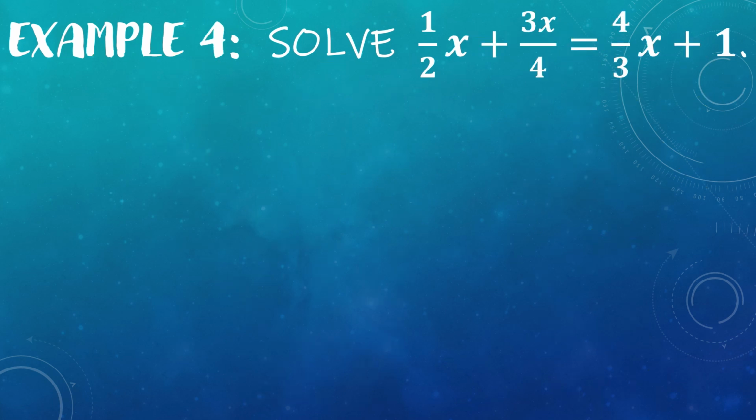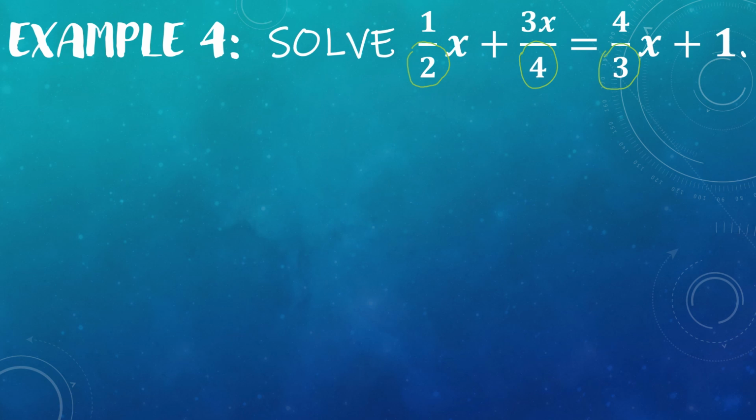All right, our last example has a lot of fractions. Please don't let that freak you out. We're going to get rid of them in the very first step. In order to do that, we need to decide what the least common denominator is. So I am going to look at all three of my denominators, 2, 4, and 3. The least common denominator is the smallest number that each of those numbers divides into.